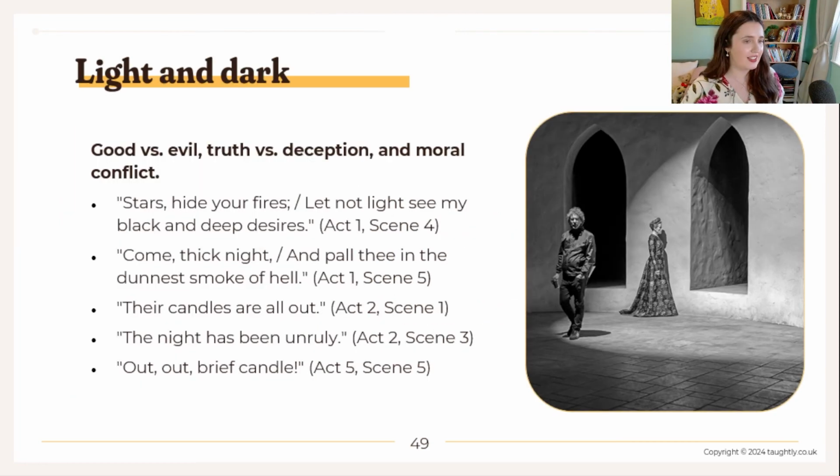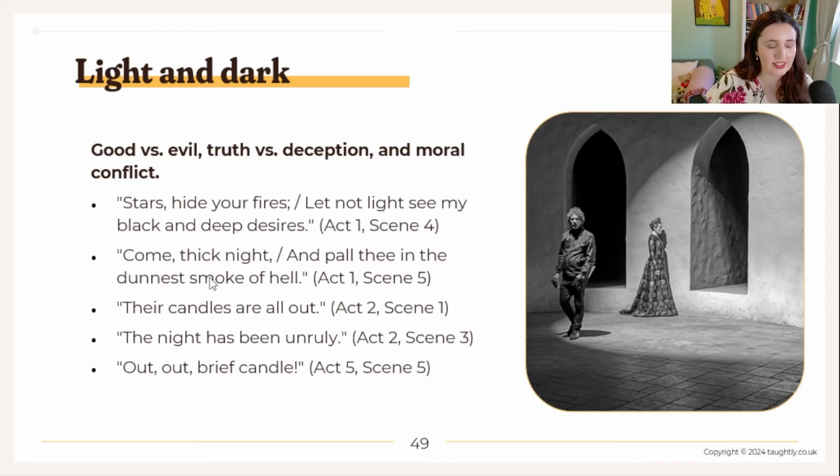The motif of light and dark represents good versus evil, truth versus deception, and also this kind of moral conflict of two contrasting things. So when Macbeth says, "Stars, hide your fires, let not light see my black and deep desires." Stars, bright light, hide your fires, stars become dark. Don't let the light, don't let the goodness see the black desires in my heart, basically. Lady Macbeth says, "Come, thick night, and pall thee in the dunnest smoke of hell." So when she's trying to call on spirits to help her commit Duncan's murder, she asks for thick night to come. And don't forget that Duncan's murder does happen at night time too. And she asks for the dunnest, the blackest smoke of hell to come.